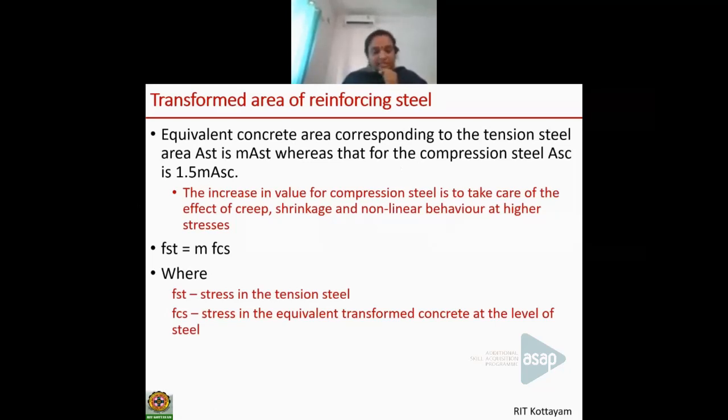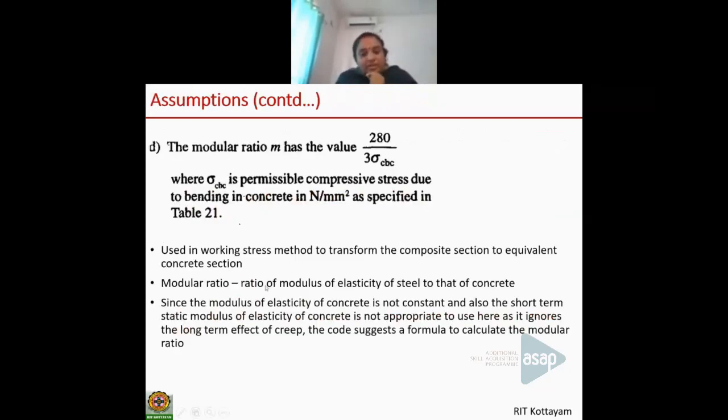So for all these details, if more details are required, you are always requested to refer to any standard textbook on working stress method of design. So that is the final assumption. Here, even though the modular ratio is ES by EC, the IS has taken that as 280 by 3 sigma C BC. What is sigma C BC? I'll come to that shortly. This is taken as this value.